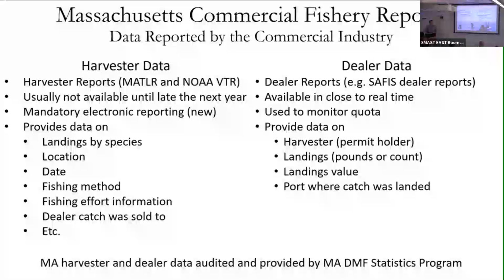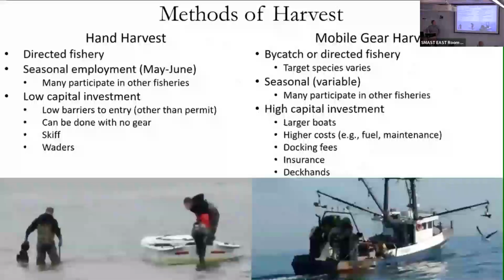So there's two types of harvest in the state, hand harvest and mobile gear. There's a directed fishery using hand harvest. It provides seasonal employment, usually May and June. Most of this is closed now due to the closures we have in the state. Most of these guys participate in other fisheries, mostly shellfish. There's low barriers to entry other than a permit, so you don't need much money to invest to harvest crabs by hand, usually just a skiff, maybe some waders. It can be done with no gear at all.